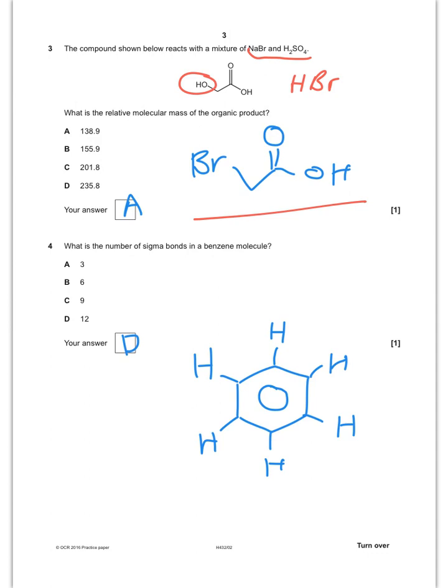What's the number of sigma bonds in a benzene molecule? So this may catch some of you out, but remember you have got a sigma bond 1, 2, 3, 4, 5, 6, and then the carbon hydrogens 1, 2, 3, 4, 5, 6, so 12 in total.